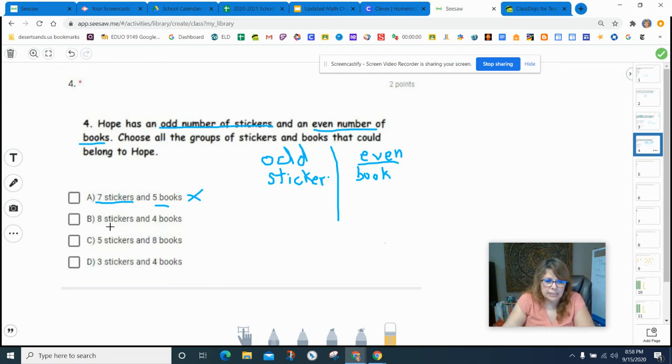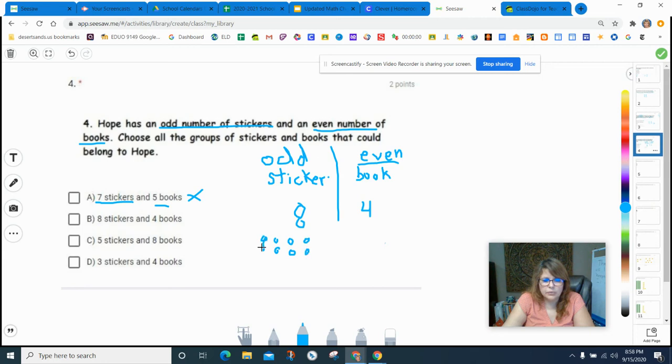Now I have 8 stickers and 4 books. So I'm going to put 8 stickers and 4 books. Now I'm going to draw my picture. 1, 2, 3, 4, 5, 6, 7, 8. Now these are pairs, pairs, pairs, and pairs. Uh-oh, I have all pairs. That means it's an even number, but I need an odd number. So guess what? Boom. If one of them is wrong, I don't have to continue. I can just say, nope, that's not a good choice. So now I look at my next choice.